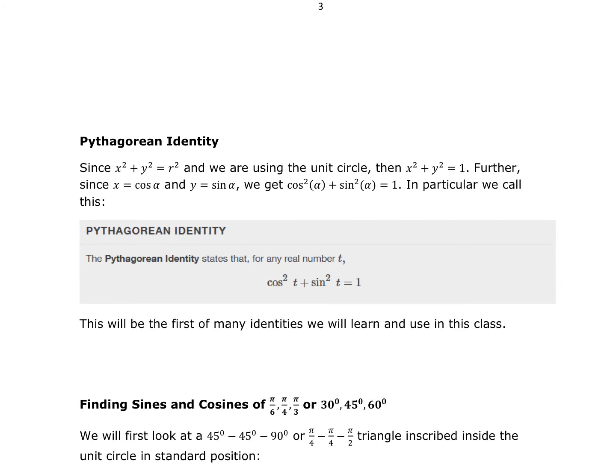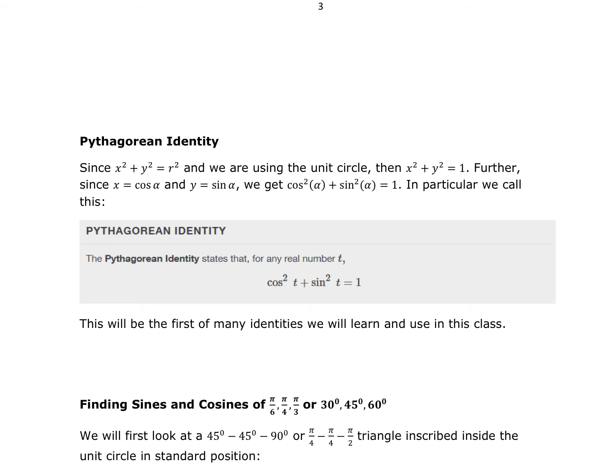That brings us to the fact that if we have x squared plus y squared is equal to r squared, and we're using the unit circle, then x squared plus y squared is equal to 1. Also, since x is equal to cosine theta and y is equal to sine theta, doing that replacement, if I square both sides, x squared becomes cosine squared, and y squared is equal to sine squared, then we have cosine squared of the angle plus sine squared of the angle is equal to 1. And in particular, we call this the Pythagorean identity.